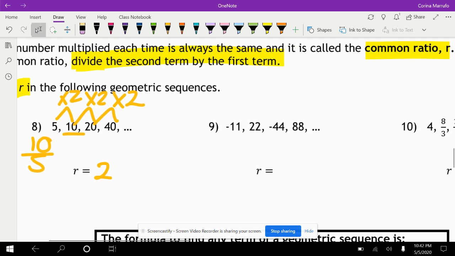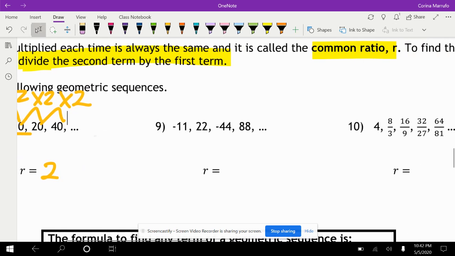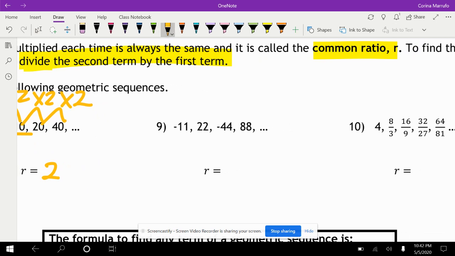So then let's look at the next one. To find the common ratio on this one, we're going to take the second term, which is 22, and divide it by the first term, which is negative 11, and this gives us negative 2. So my common ratio is negative 2.